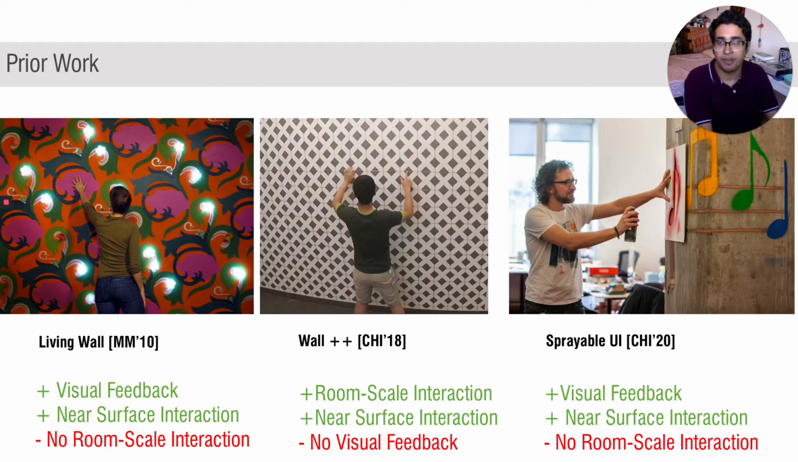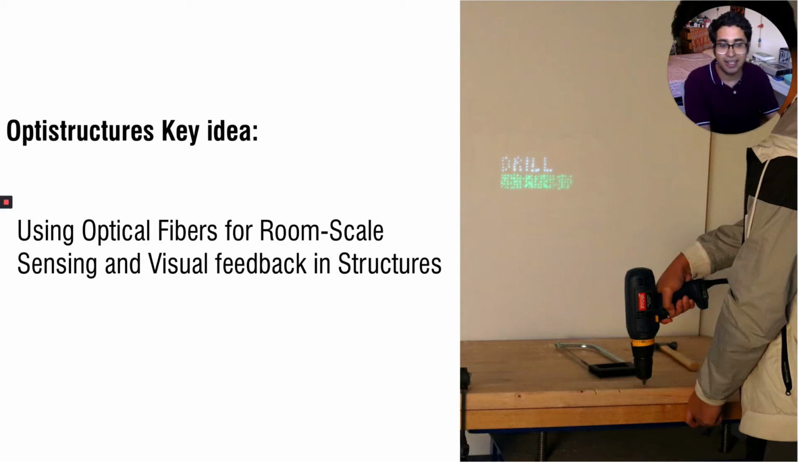Most recently, sprayable user interfaces this year brings interactivity to large-scale surfaces by spraying conductive materials. Again here, the interaction worked at the surface level, but at room scales further away from the structures, interaction possibilities were limited. So to summarize, providing visual feedback and room scale interactivity simultaneously was missing. Now that's exactly the idea behind OptiStructures. We wanted to use optical fibers to enable room scale interaction and provide visual feedback in structures.